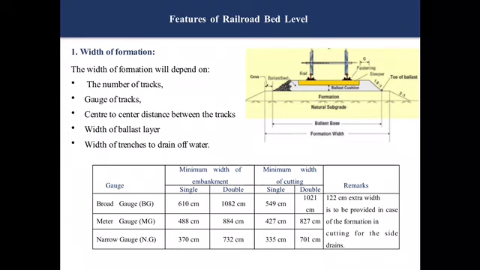We also have IS recommendations for the width of the formation level. For broad gauge, it depends upon the type of gauge adopted, and also whether your formation is going on the embankment or in the cutting, and also the category, whether you are constructing a single track or a double track. You can see here, as the number of tracks is increased, the width of the formation is increased.